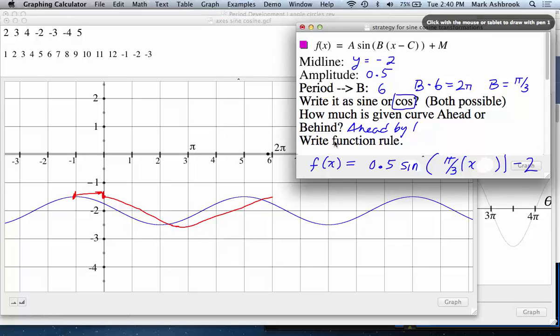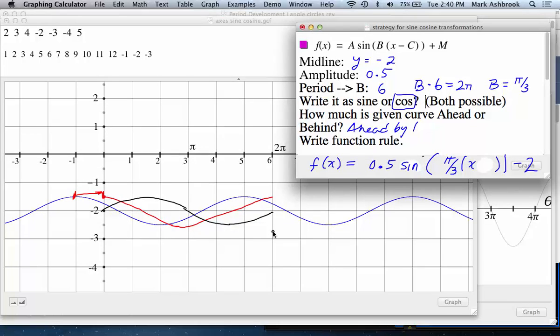So the normal sine will start at -2 like this. And its period will be 6. So at 1.5, it'll hit the max. And then it'll be back to the midline at 3. And then down to the min at 4.5. That's the best sine curve I've drawn all day. Okay? Thank you.